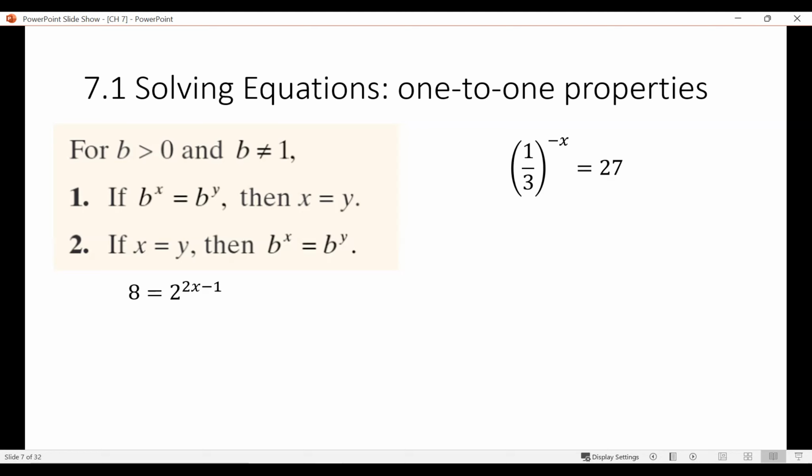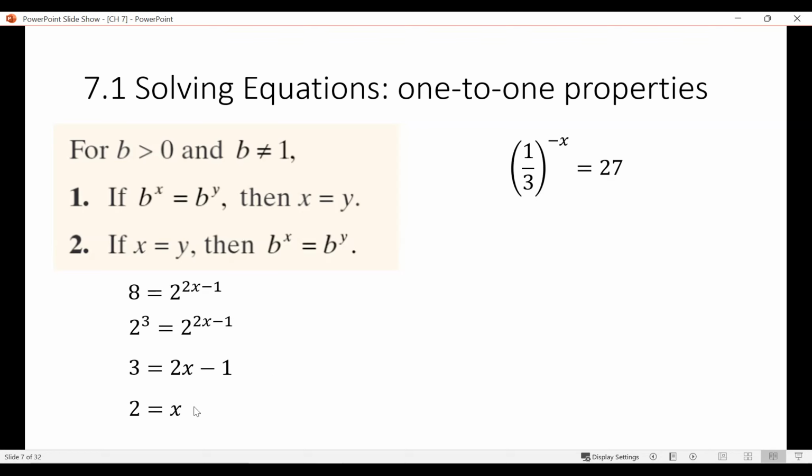So let's do our first example here, which is 8 equals 2 to the 2x minus 1. In order to use this property here, we have to rewrite 8 as 2 to some power. Well, 8 happens to be 2 to the third power. So we can rewrite 8 as 2 to the third power. Now our equation says that 2 to the third equals 2 to the 2x minus 1. By this one-to-one property, we can now just equate the exponents and say that 3 equals 2x minus 1. And we can solve that equation to get that x is 2.